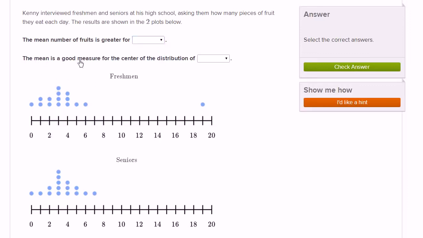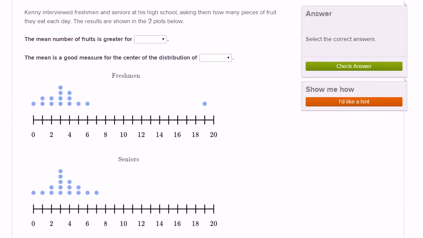And then they say the mean is a good measure for the center of distribution of, and we pick either freshmen or seniors. So let me go back to my scratch pad here, and let's think about this. So let's first think about the first part. So let's just calculate the mean for each of these distributions. And I encourage you to pause the video and try to calculate it out on your own.